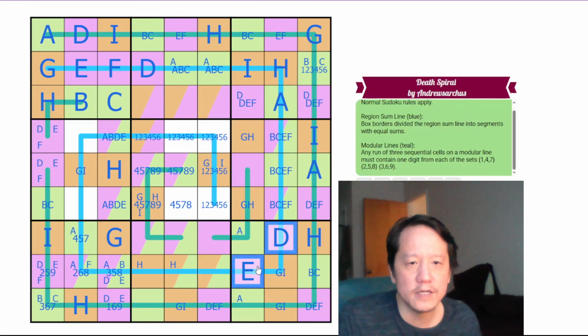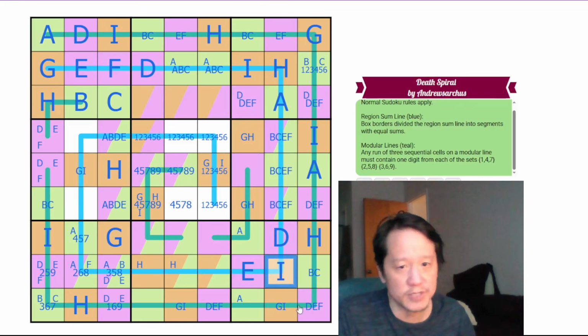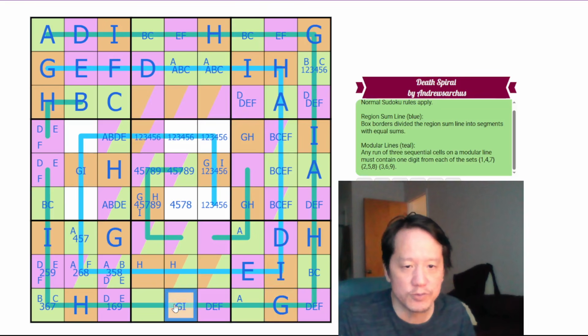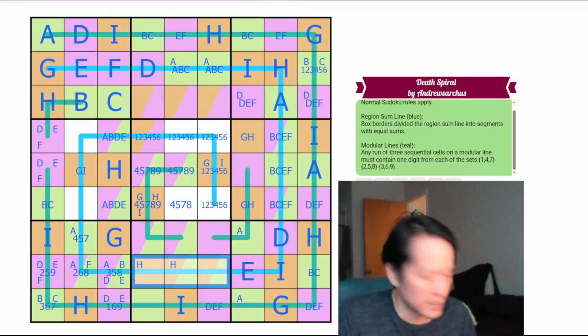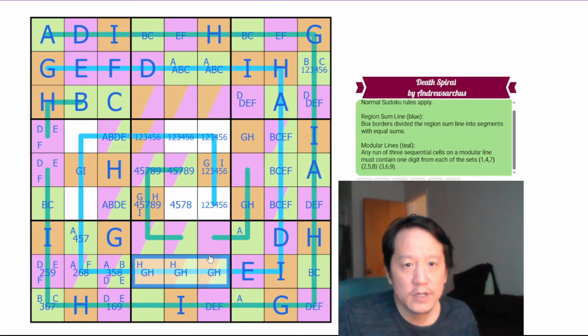D and E, again, if this were G here, E, F, and G add up to a sum, but D and F are not the same digit. So therefore, D and E cannot add up with G. This must be I, which makes this G, which makes this I. This is then H and G as a pair. H and G as a pair is not going to have A with it, so this cannot be A here.